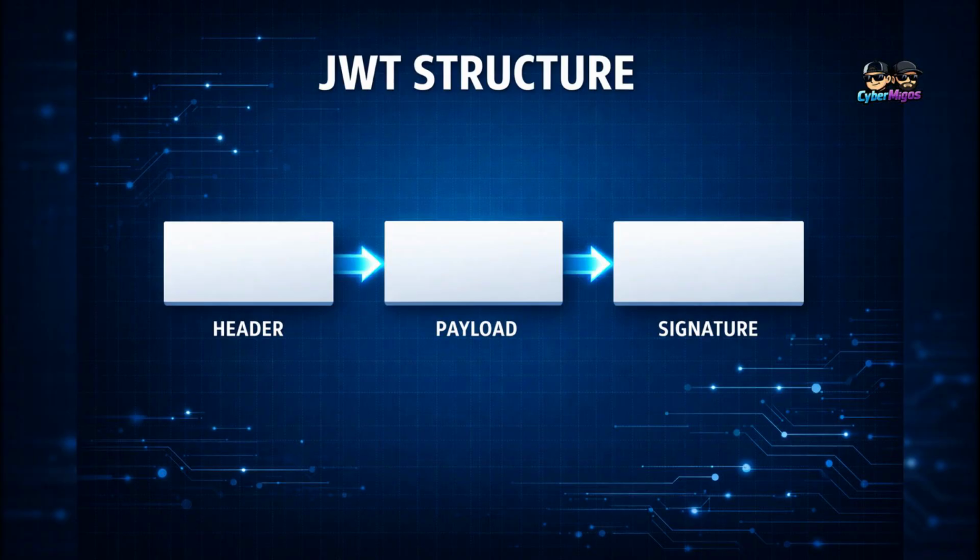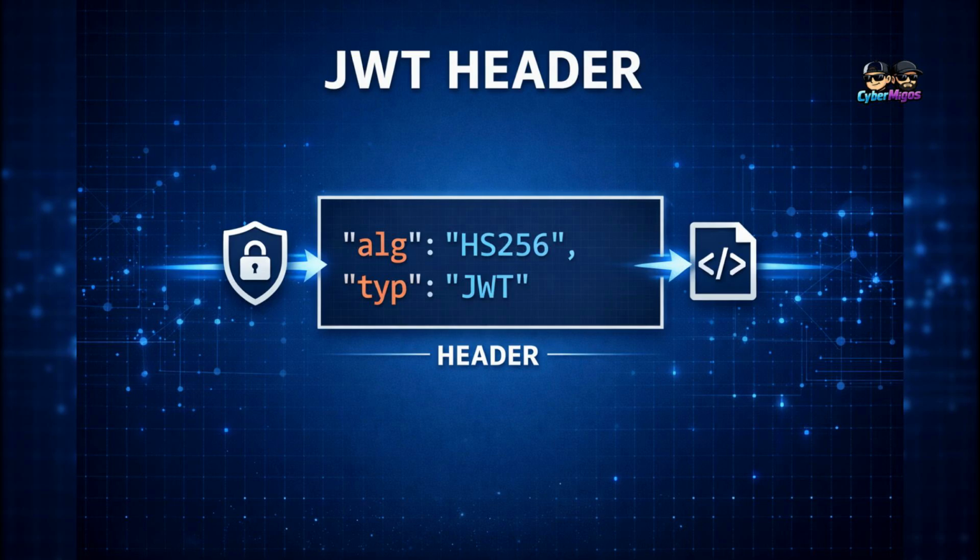A JWT is made up of three parts: the header, the payload, and the signature. These three components are encoded and combined to form the complete token. The header contains information about the token itself. It typically defines the signing algorithm used to secure the token and identifies the token as a JWT.